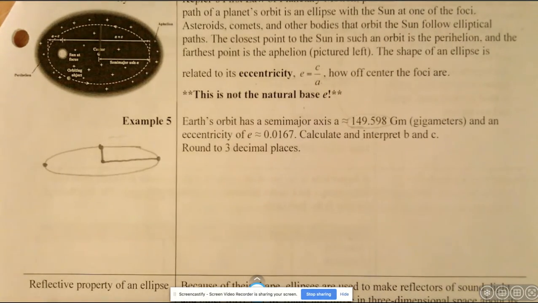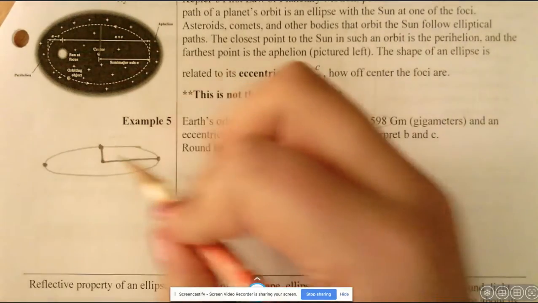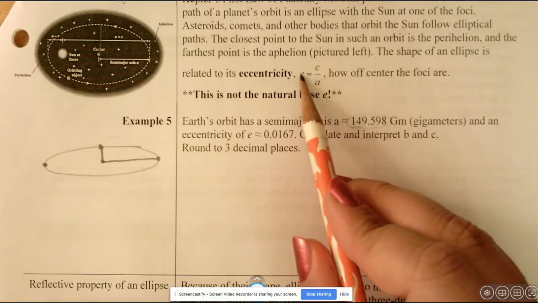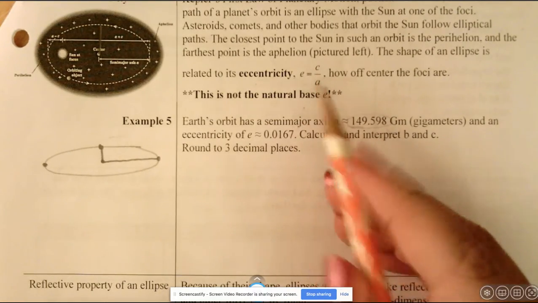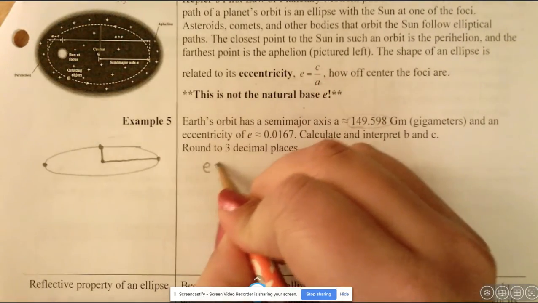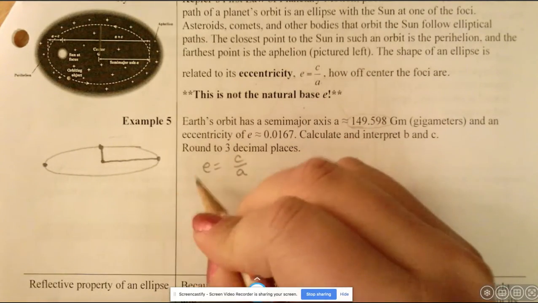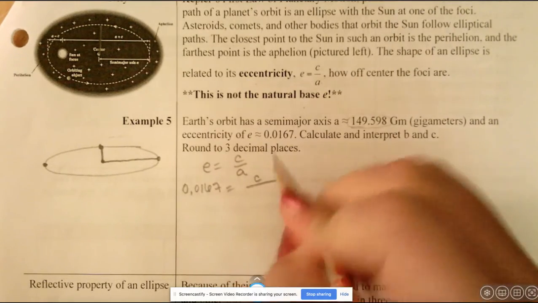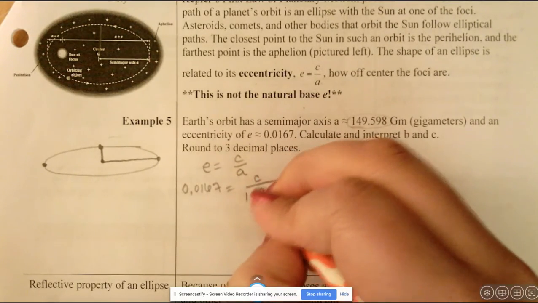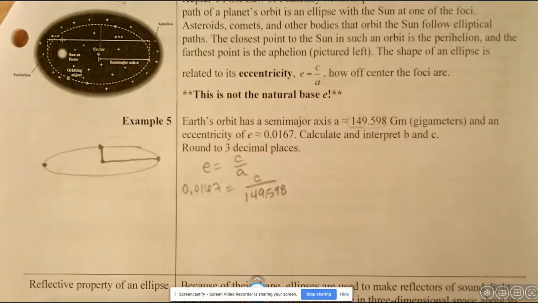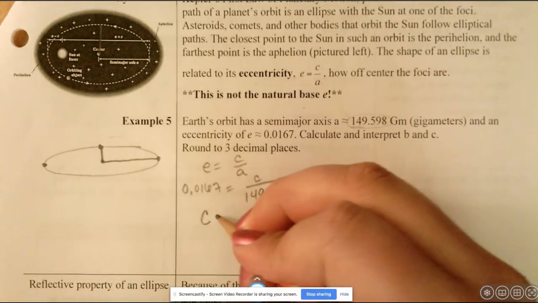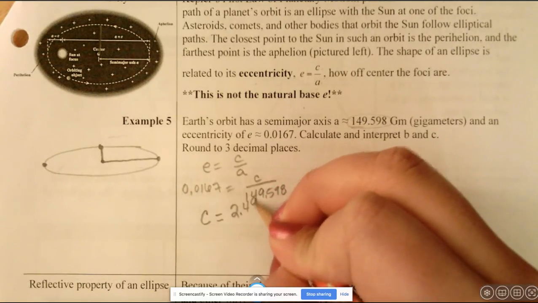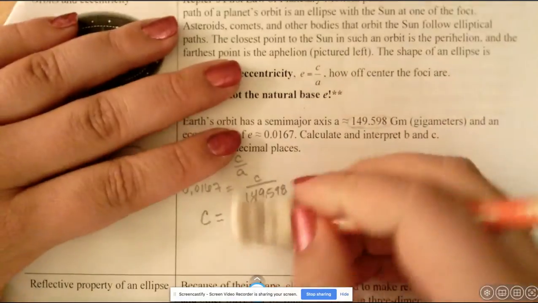So what we want to do, we have our eccentricity, we have our semi-major axis, which is A. If we have E and A, then we can find C. So we have E equals C over A. 0.0167 equals C divided by 149.598. Multiply both sides, we get that C equals approximately 2.49. Oops, started drawing sideways.